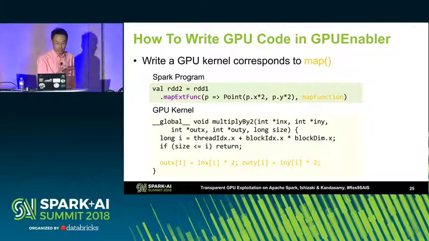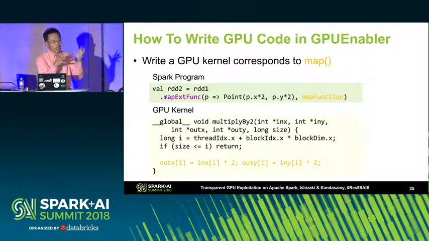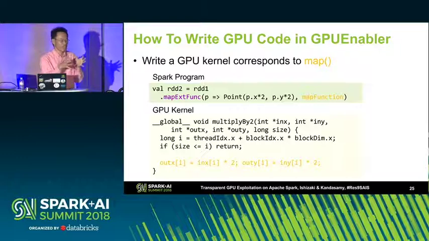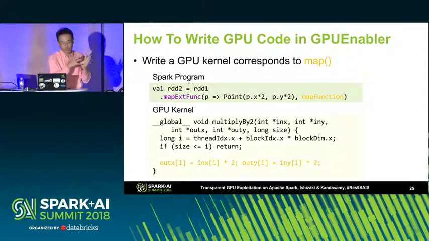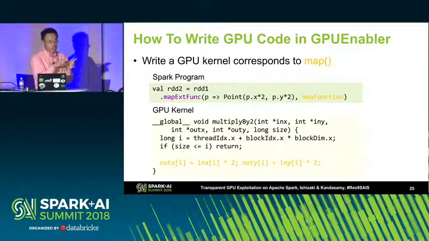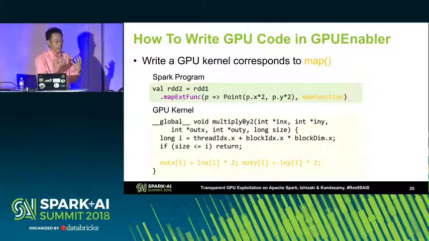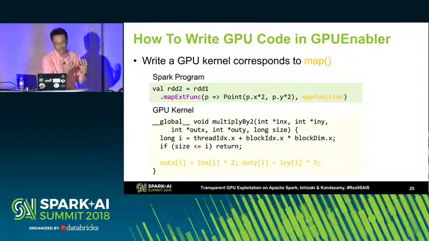So in GPU enabler, how do we write a program? Here is the Spark side. So we write a kernel for the GPU. We write a map operation as a launcher of the GPU kernel. In the GPU kernel, we write map semantics by assigning the data for each array element.